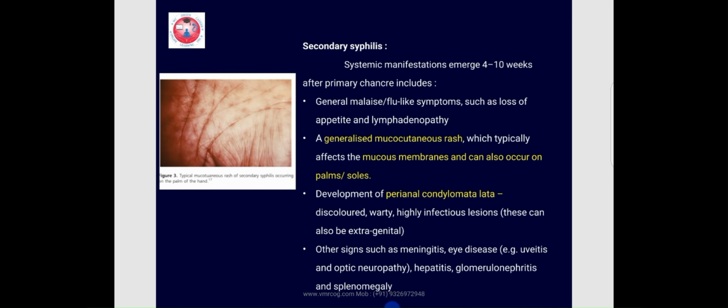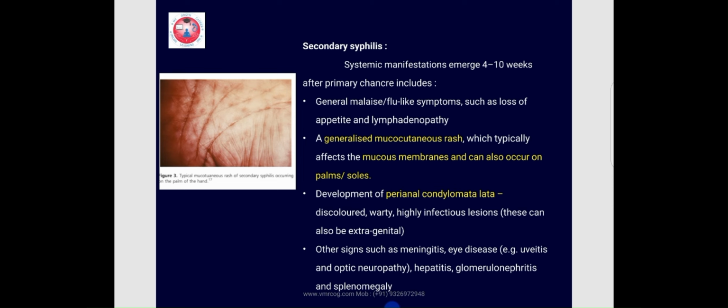Okay, now coming to secondary syphilis. Again, in this particular figure on the left side, you see a typical mucocutaneous rash of secondary syphilis. It is involving the palm of the hand. Systemic manifestations generally happen 4 to 10 weeks after the primary chancre, and the symptoms may be non-specific, that is general malaise, flu-like symptoms such as loss of appetite, lymphadenopathy, etc. But two things in secondary syphilis we should remember. One is a mucocutaneous rash which involves the palms and soles. And second is the development of perianal condylomata lata.